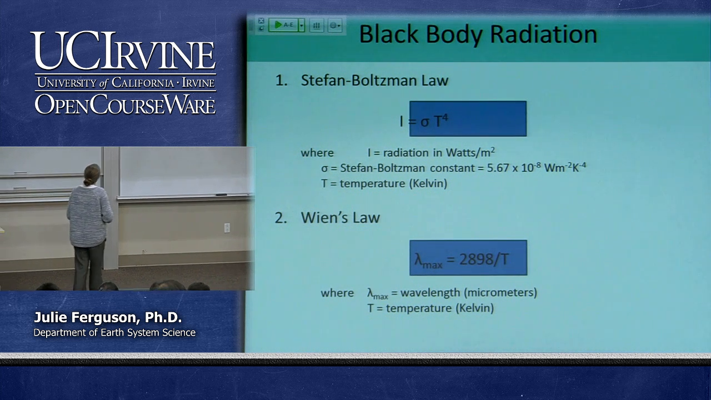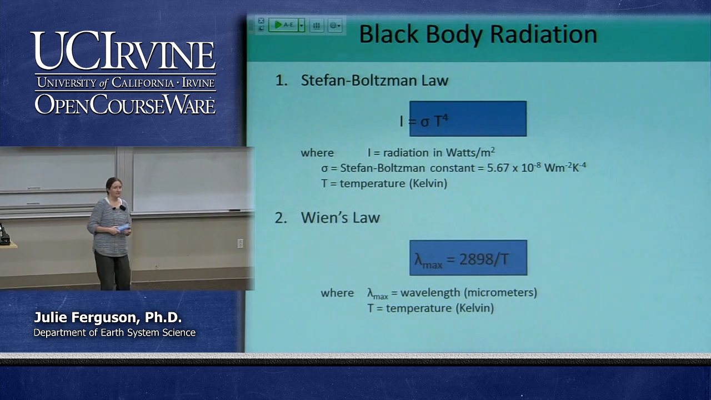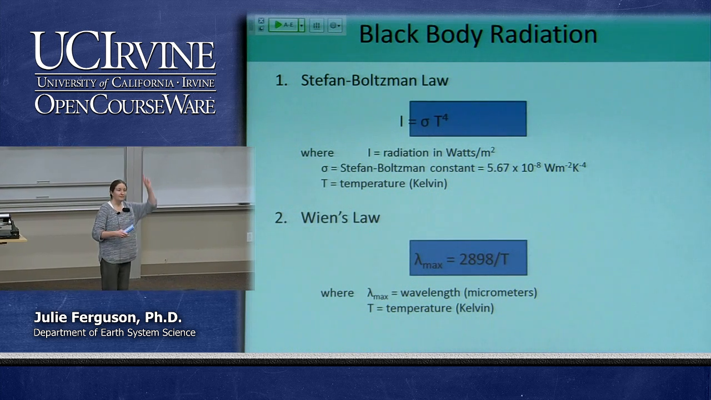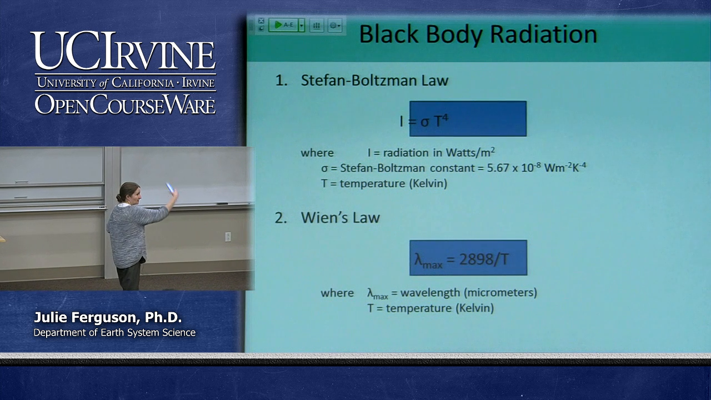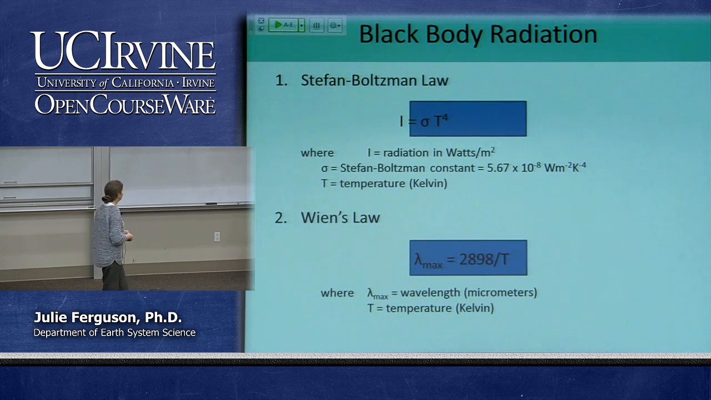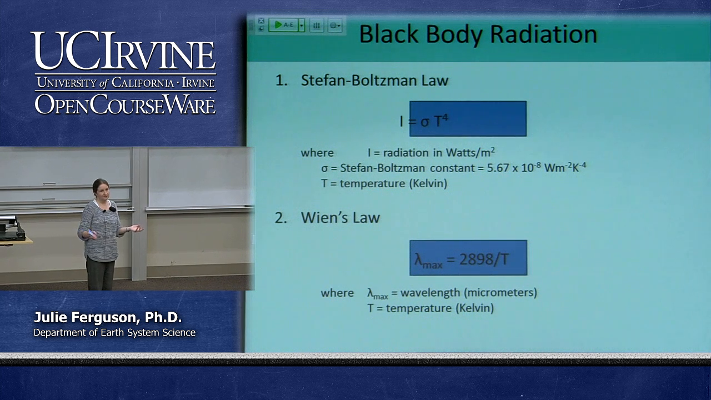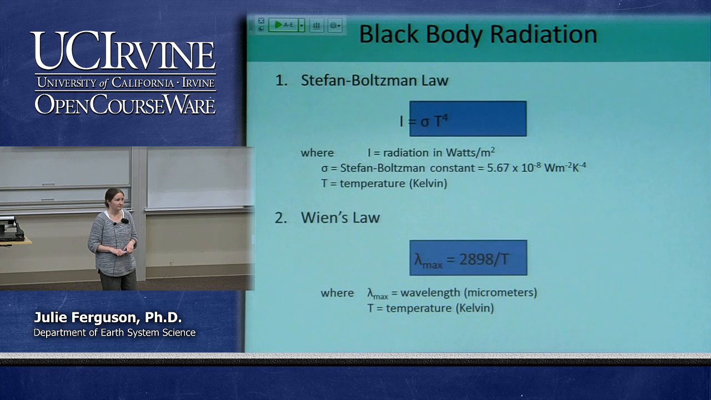And the second that we're going to look at is Wien's law. Wien's law says that the peak wavelength of the emission, the peak of that nice spectrum, is equal to 2,898 divided by the temperature, again in Kelvin.